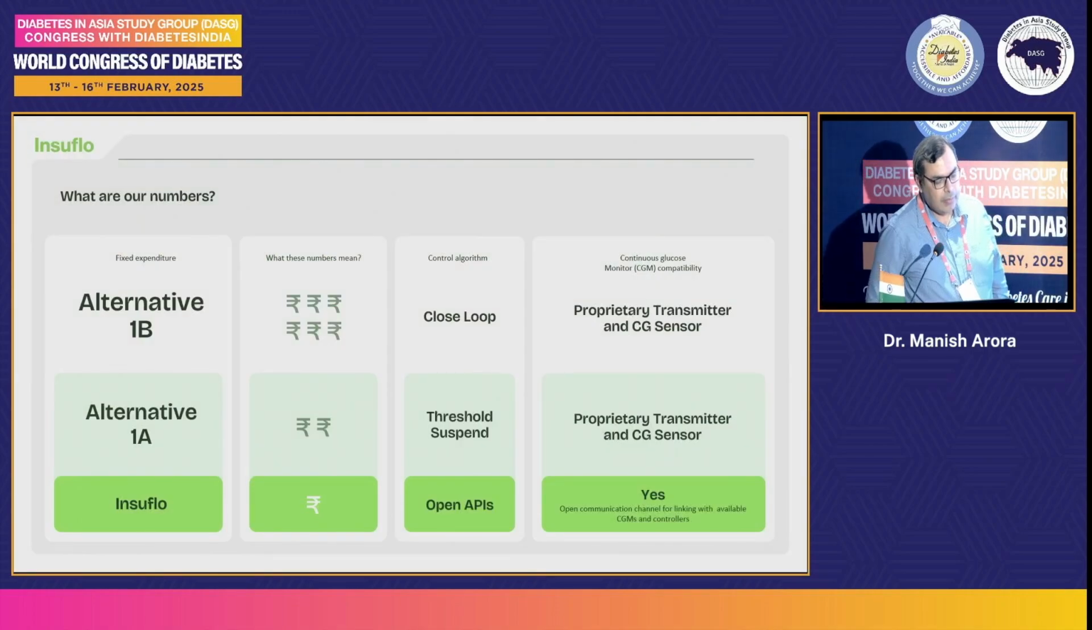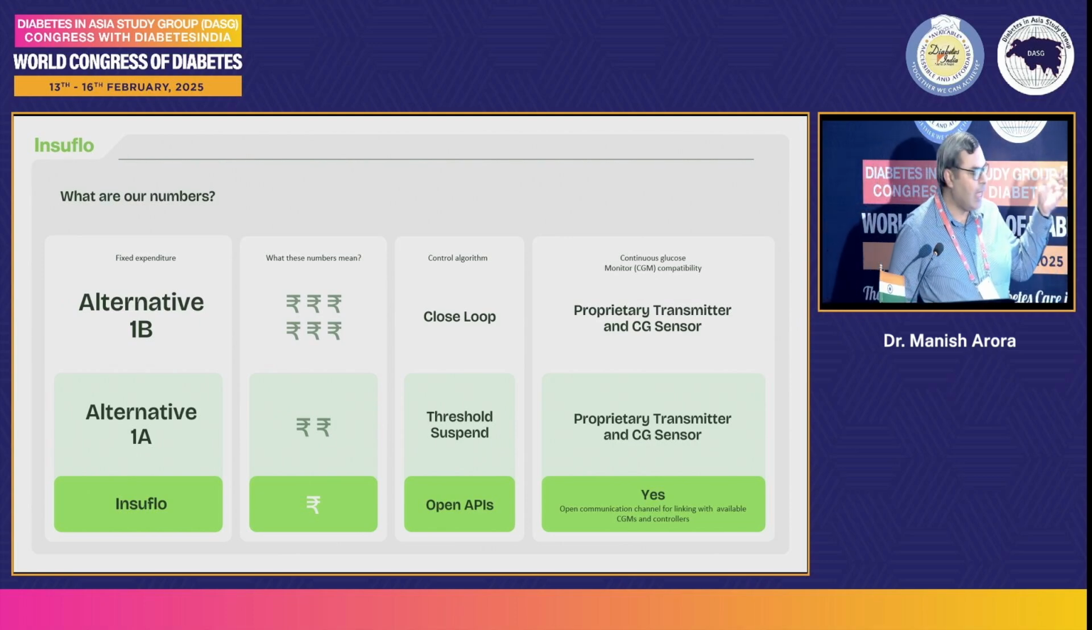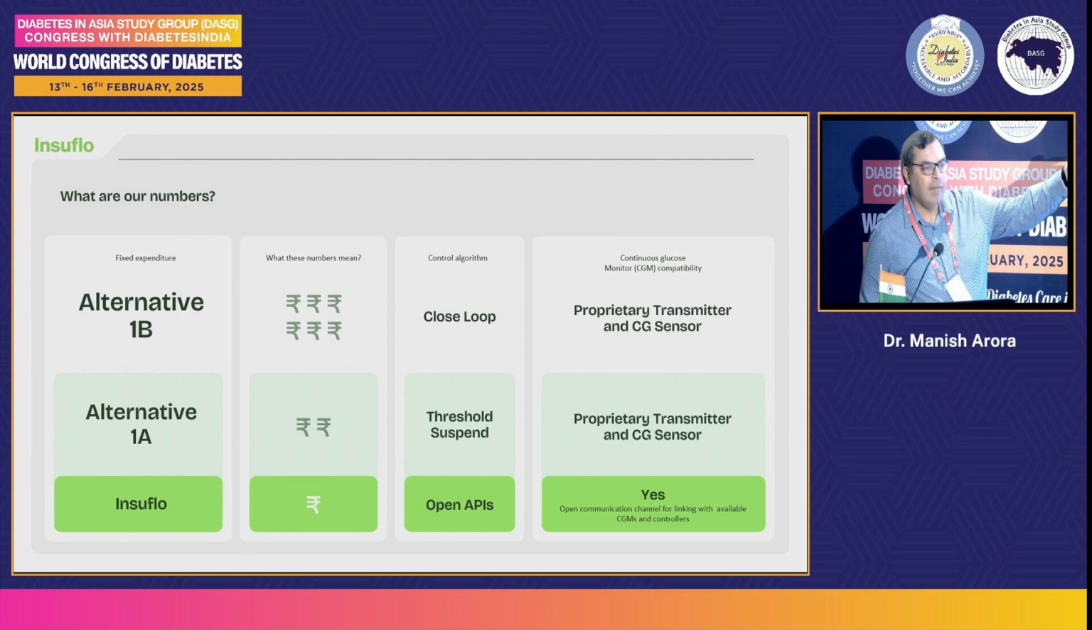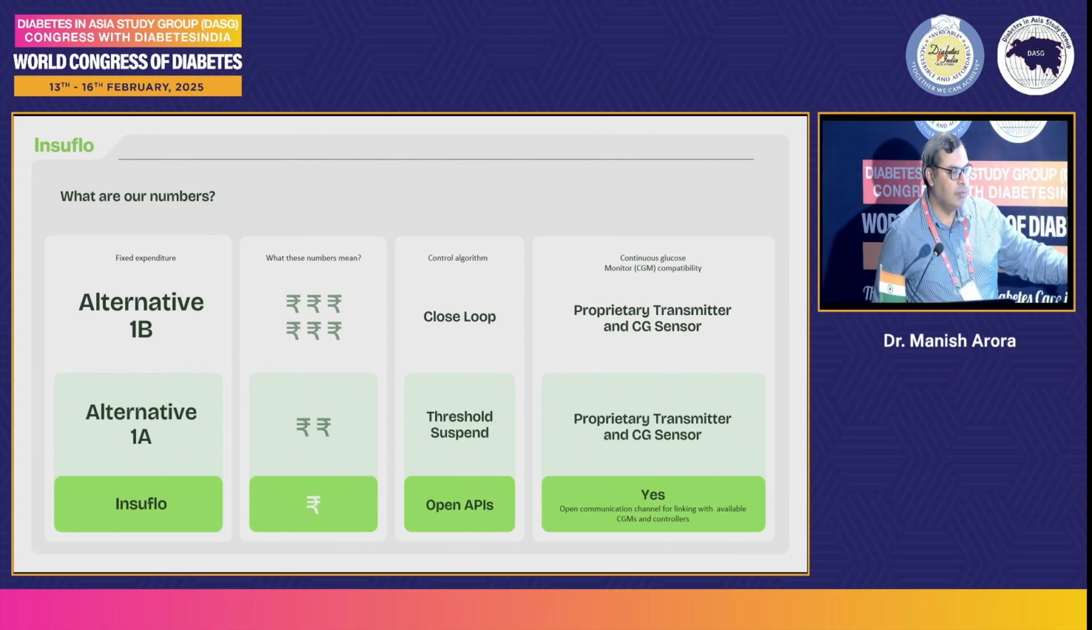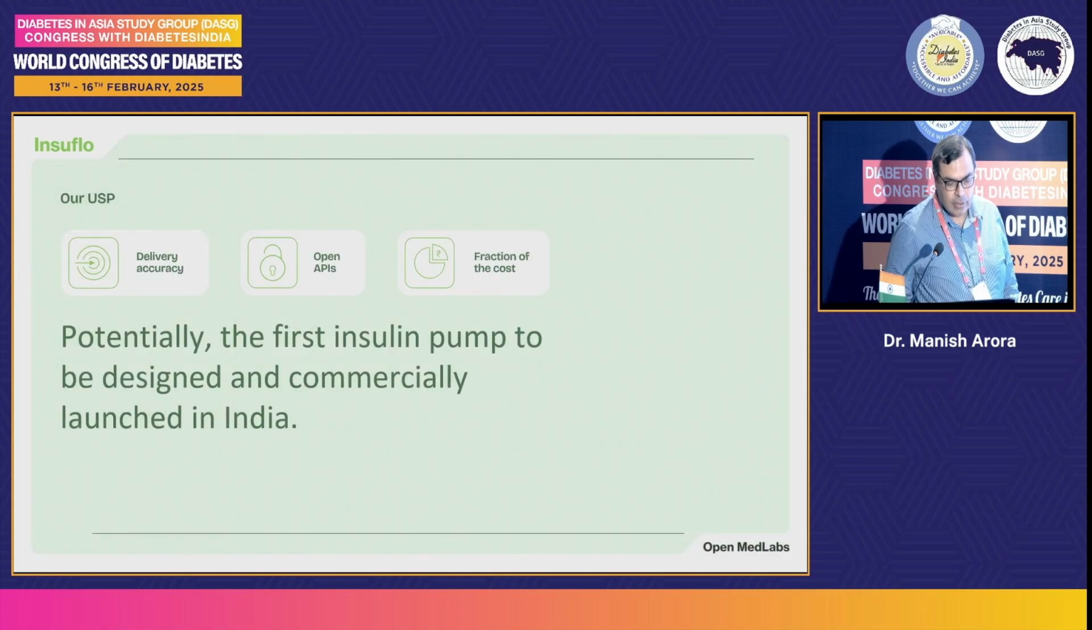Going forward, of course, we have lower cost because we have a different mechanism by which we are approaching. It's a patented mechanism. We are able to take a different approach of delivering with similar accuracy. Of course, we don't have the sensor part and we don't have the control algorithm part. What we are planning to do in this process is to open up the APIs so that this can be tied together with other open source or other algorithms, and probably talk to other sensors as well.